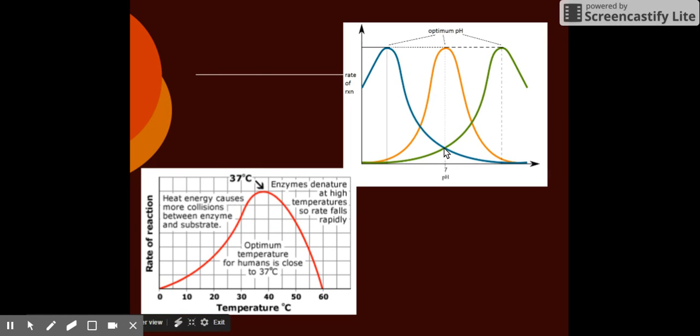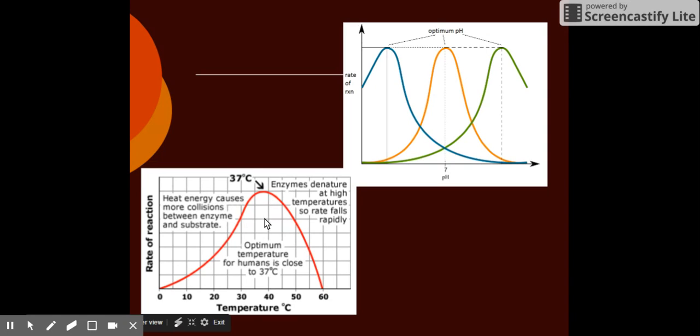It's not going to work very efficiently. However, this one represented in orange here is going to work really well at that pH level of 7. And then let's say this one's around, I don't know, a 10 or 11. This green one is going to work best in that pH range. Now, temperature, you can see here, this particular enzyme is going to work best around 37 degrees Celsius.